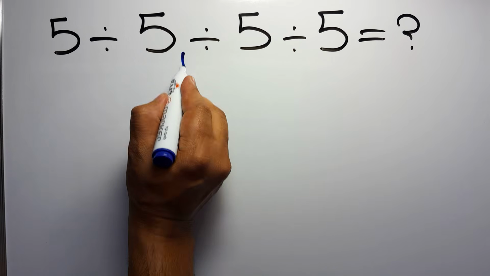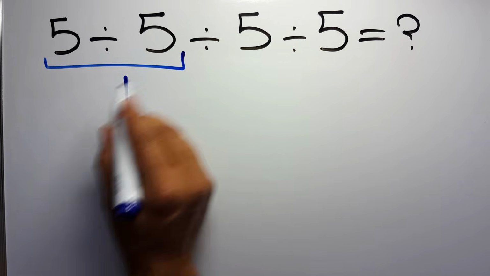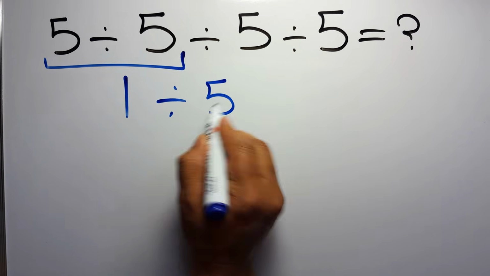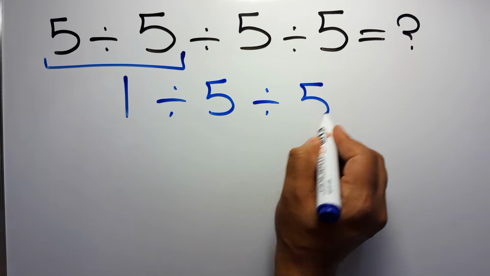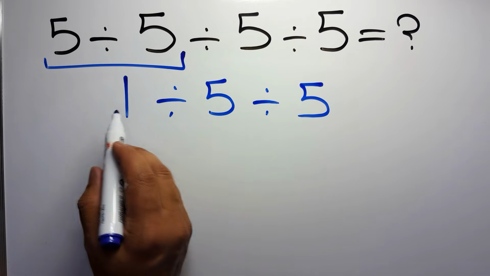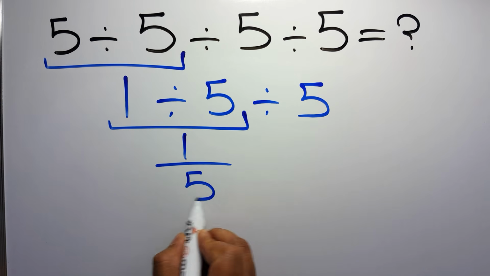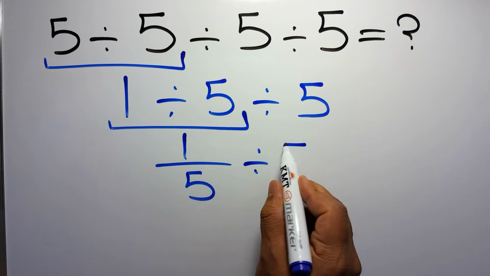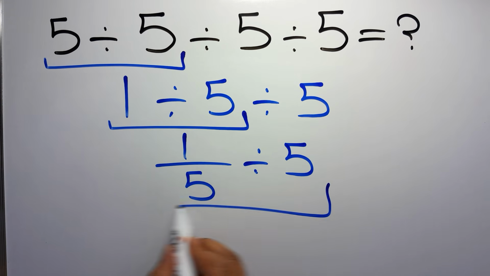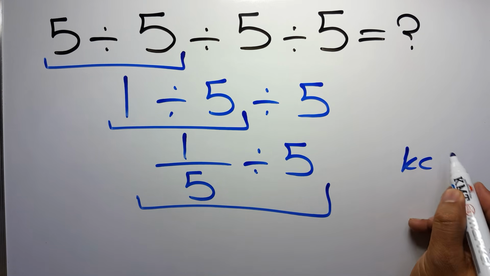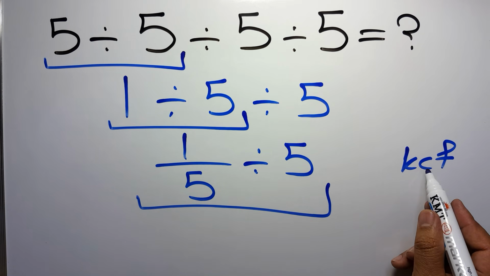So first we have to do this division. 5 divided by 5 gives us 1. So we have 1 divided by 5 and again divided by 5. Now we have to do this division. 1 divided by 5 can be written as 1 over 5. Then divided by 5. Now, according to the KCF rule, K stands for keep, C stands for change, and F stands for flip.